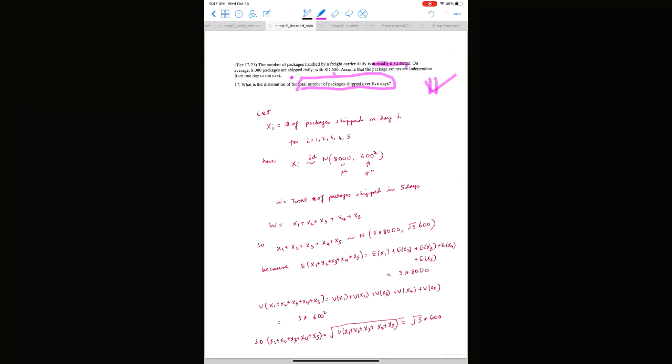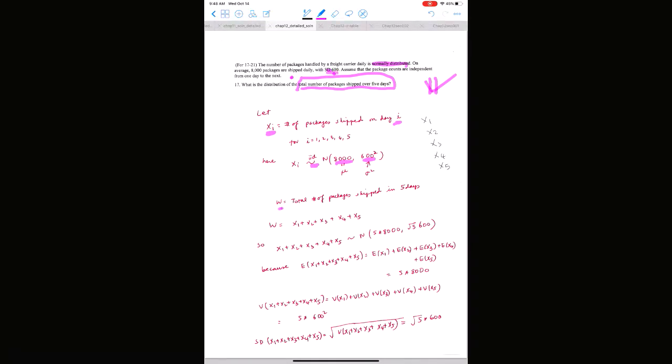So let us pay attention to what is going on. We want to find the total number of packages shipped over 5 days, which means we have to consider each of these 5 days individually, because we cannot write it as 5 times X. So let Xi denote the number of packages shipped on day i. So we have X1, number of packages on day 1, X2 day 2, X3 day 3, X4 day 4, X5 day 5. And these Xi's are IID, normal 8,000 and 600 squared, because the standard deviation was 600.